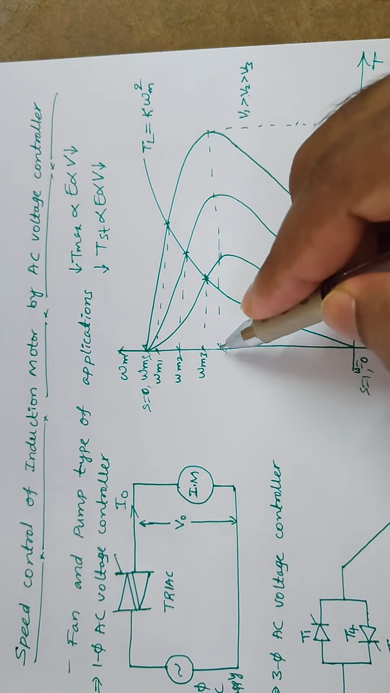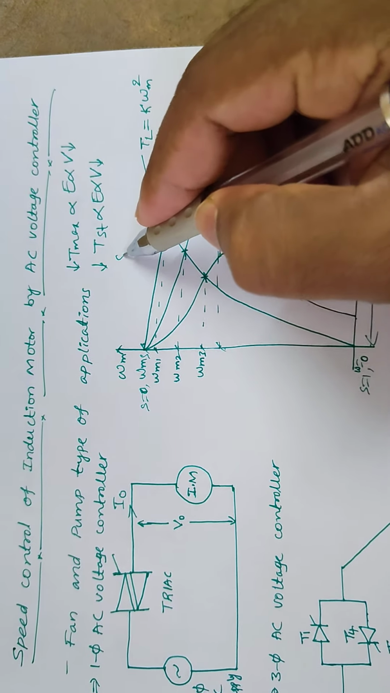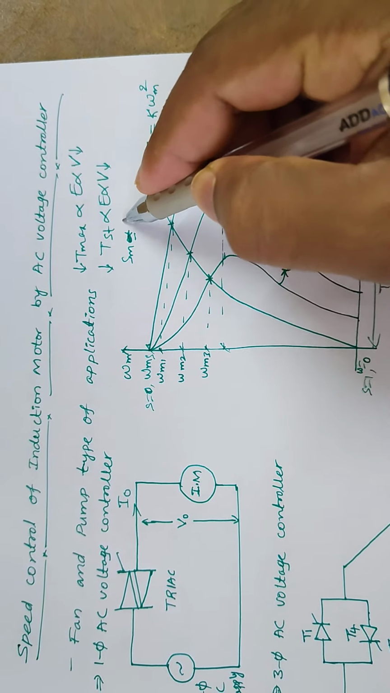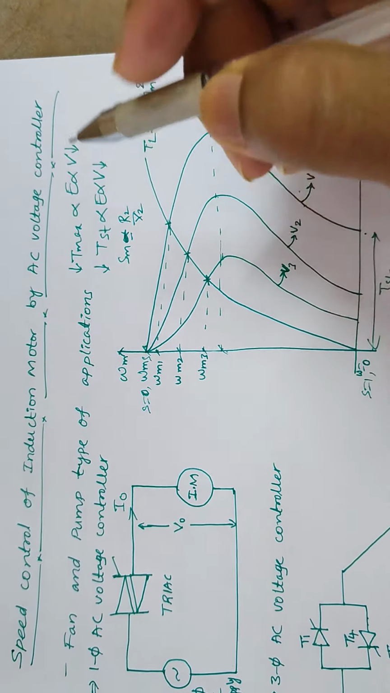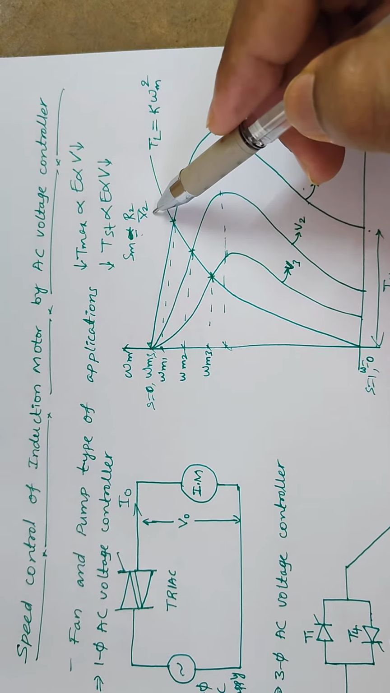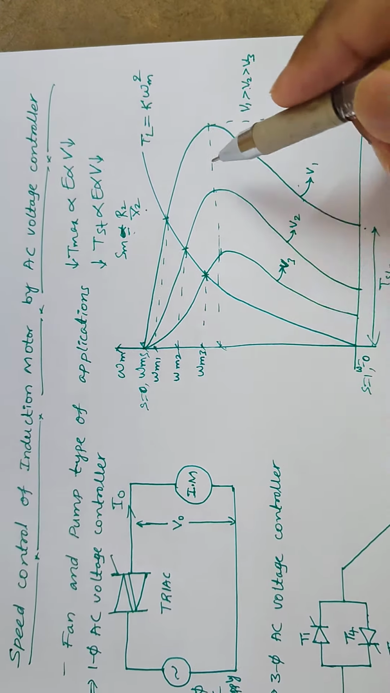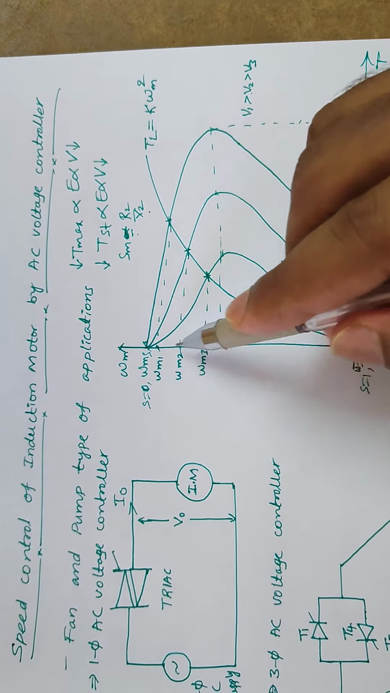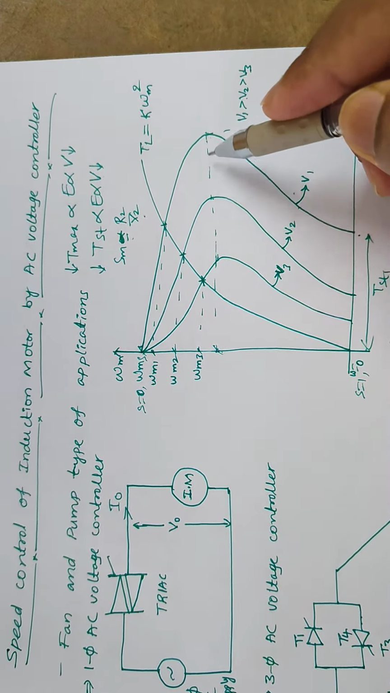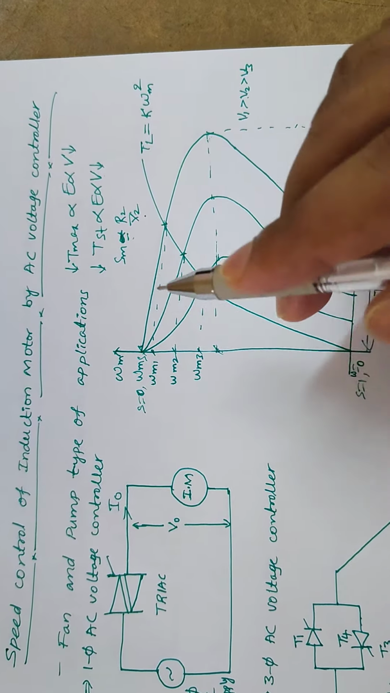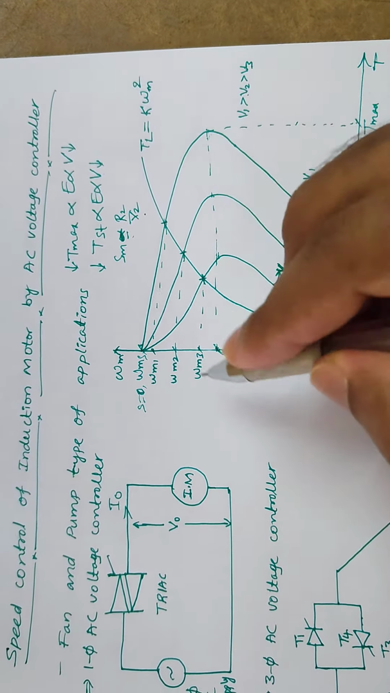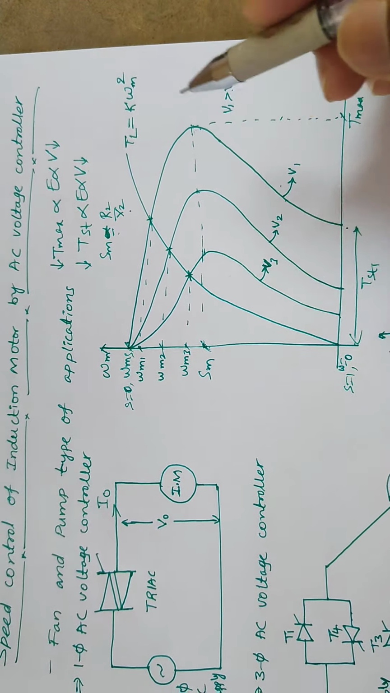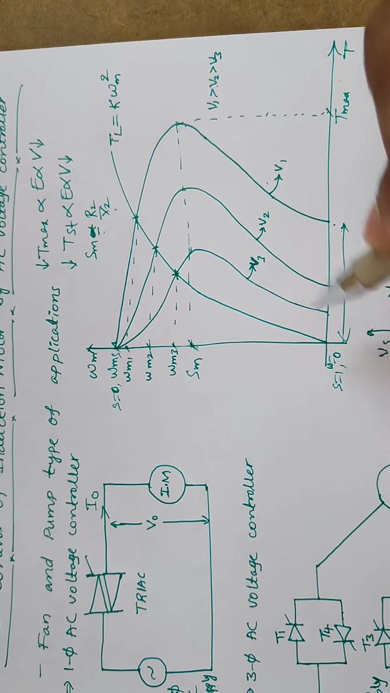And what about the slip range? SM is directly proportional to R. SM is equal to R2 by X2, right? So SM is independent of the variation in the supply voltage. That's why your maximum torque is at the same slip range. Without changing the maximum torque slip range, or the corresponding speed with respect to the maximum torque, that is not changing, only starting torque is decreasing.